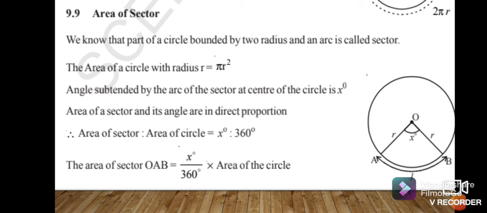So that's why the area of a sector is to the area of a circle as x degrees is to 360 degrees. Okay, children. In that way we can write the area of a sector is equal to x by 360 into the area of a circle. Okay, so till now we learned two formulas. One is the area of a sector, another is the length of the arc.